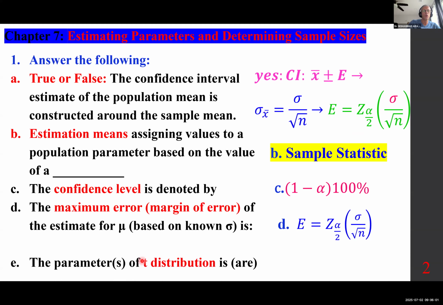The parameter of the T distribution is only df, degrees of freedom, everybody. Degrees of freedom.